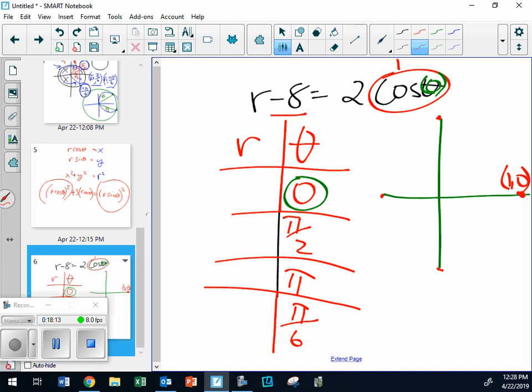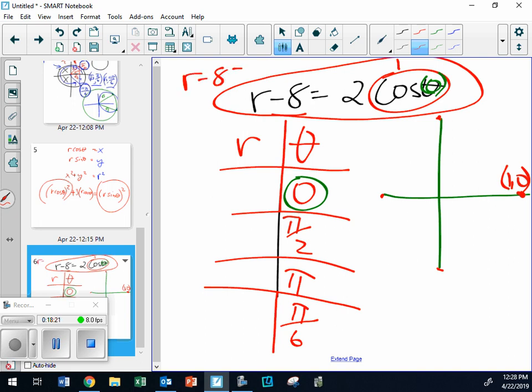And then you have to solve this little equation and figure out what r would be. It says r minus 8 has to equal 2 times 1. And 2 times 1 is 2. And then we're going to add 8 to both sides. Did you get 10 for your r?